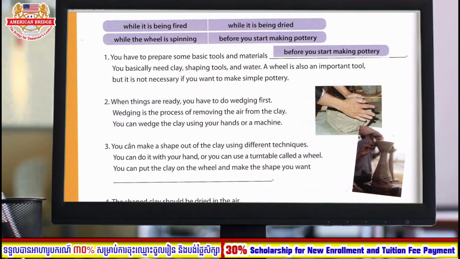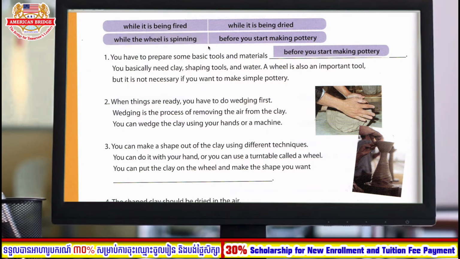Okay, passage number 3. You can make a shape out of the clay using different techniques. You can do it with your hand, or you can use a turntable called a wheel. You can put the clay on the wheel and make the shape you want. So which one can you put here? We have while it is being fired, while it is being dried, while the wheel is spinning. To decide which one to complete here, you need to look at the general context of passage number 3. What is the writer talking about? They talk about different techniques, and the tool they use is a wheel, which means a turntable that you can put the clay on and it turns around to make the shape you want. So the correct answer should be while the wheel is spinning.